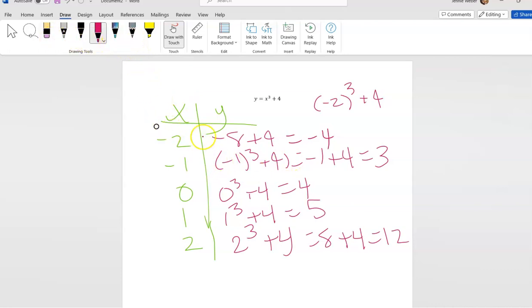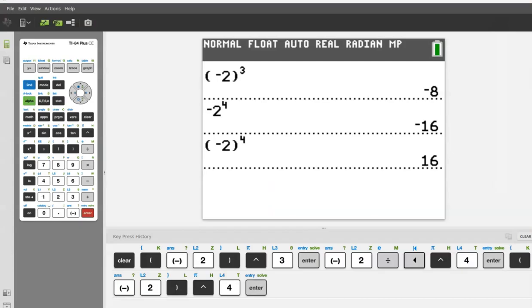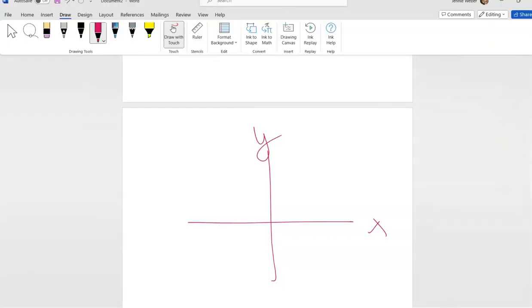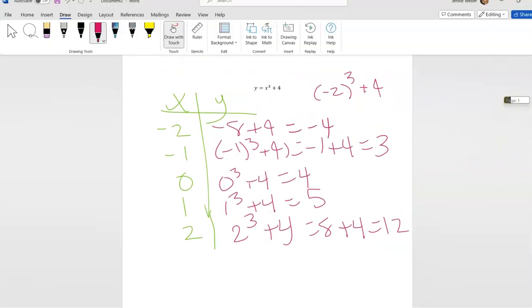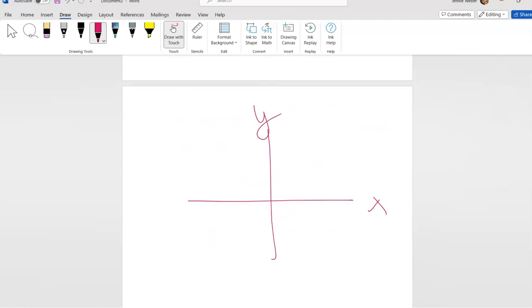I'm going to come down here and make an XY chart. Okay, so here's X, here's Y, and I'm going to start plotting points. I probably should have written these down somewhere. Okay, so my first one is -2, -4. Okay, so there's my first point.